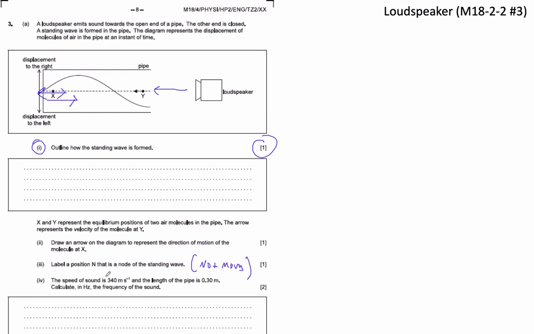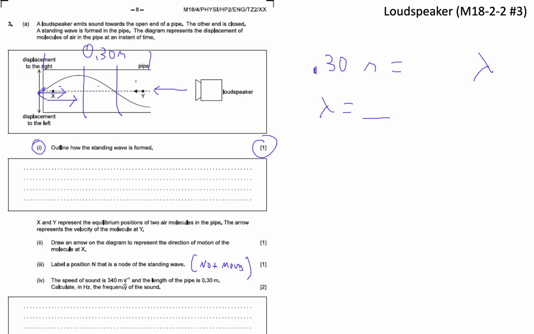And then the speed of sound is 340 meters per second. The length of the pipe is 0.3 meters. So they're saying that this length right here is 0.30 meters, right? So you're going to set up a 0.30 meters. How many quarter wavelengths do you see here? 1, 2, 3, right? So it's three quarter wavelengths, right? Solve for the wavelength, okay?